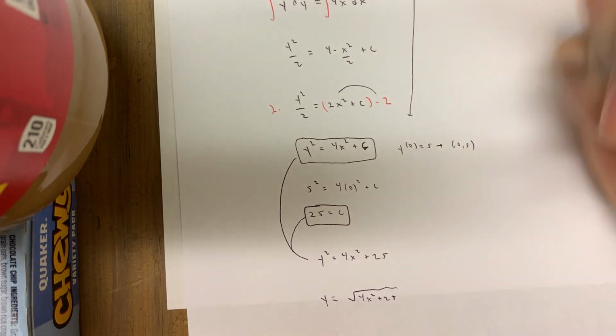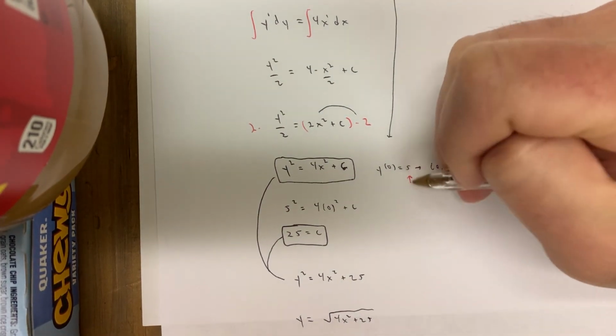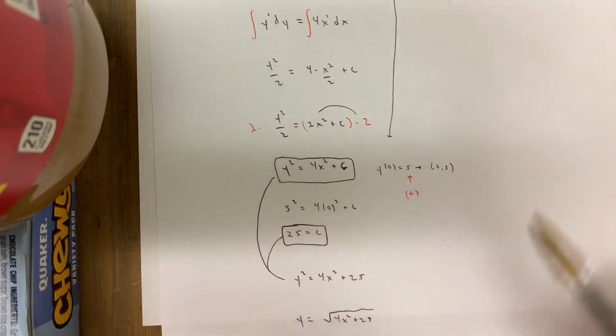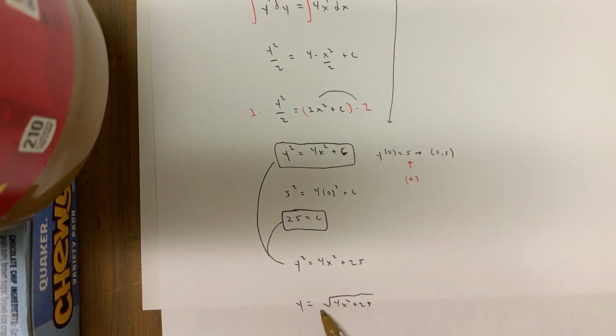Well, the information is right here, okay? You can see that our y value is a positive number. We know that 5 is positive. And we know that if you're going to take a square root and end up with a positive number, it needs to be a positive square root. You could check it right now. Replace the x with a 0. 4 times 0 squared is 0, plus 25 is 25. The principal square root of 25 would be equal to 5.